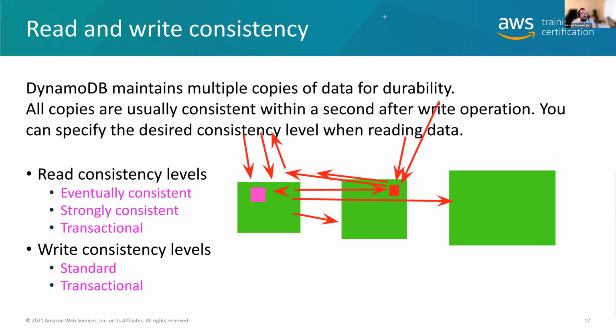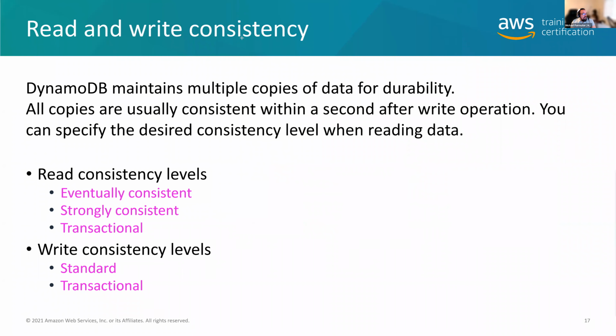So the point to all that drawing was just to show that if you decide to do eventual consistency, then you could miss any in-flight changes. If you're doing strongly consistent, you could still miss any in-flight changes, but you're going to get consensus from all the systems that this is the latest value.